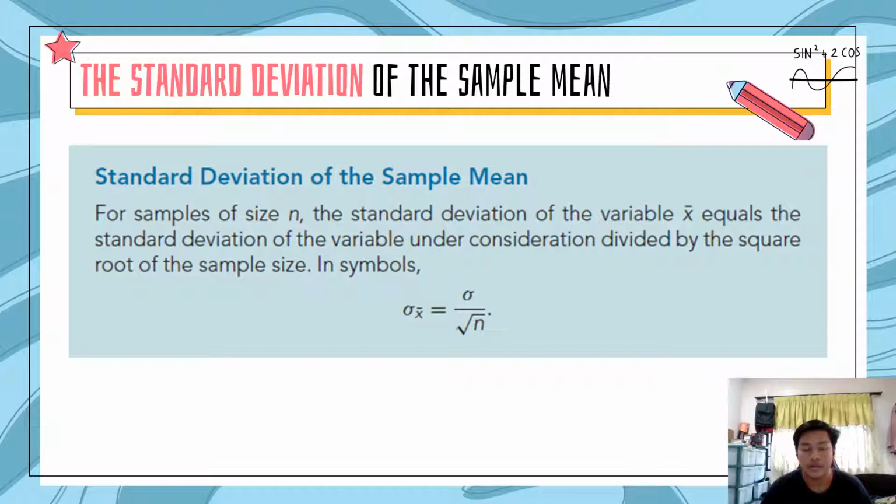So you must look at the standard error first, or standard deviation. You divide by the square root of the sample n, and you will get the standard deviation of the sample mean.